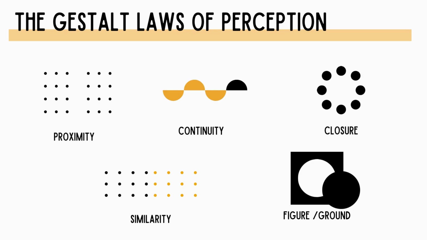Figure ground perception holds that we tend to separate images into figure, or object, and ground, or background.